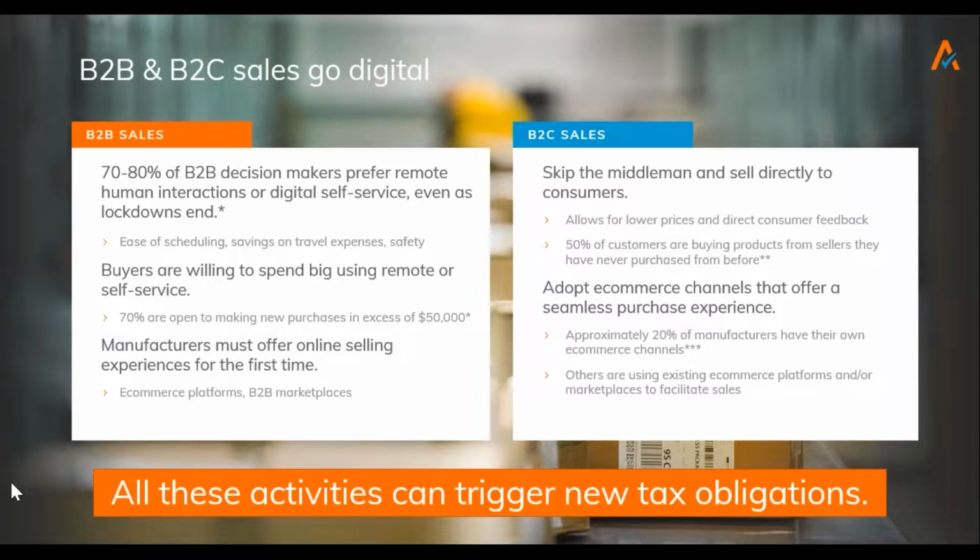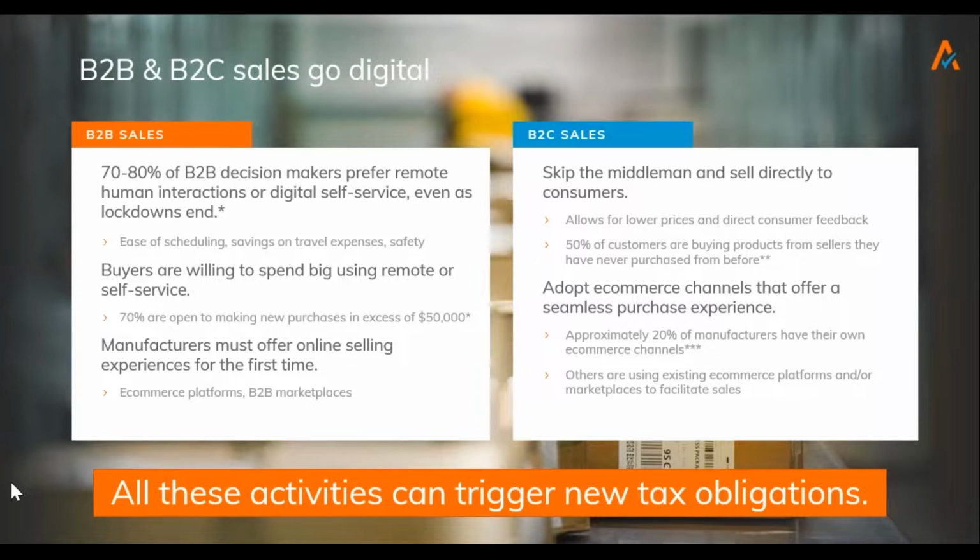They want to, and we want to skip the middleman. They want to go direct to you. They don't want to be paying upcharges. And they want increased e-commerce. So we're seeing both B2C and B2B. They want to be able to buy online seamlessly and make that easy. And the sellers who make that easy for the buyers are the ones who are going to be ahead of the game. And all of these things that we're talking about, they trigger tax obligations.